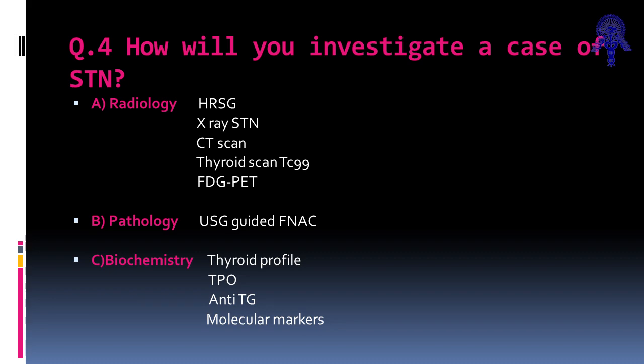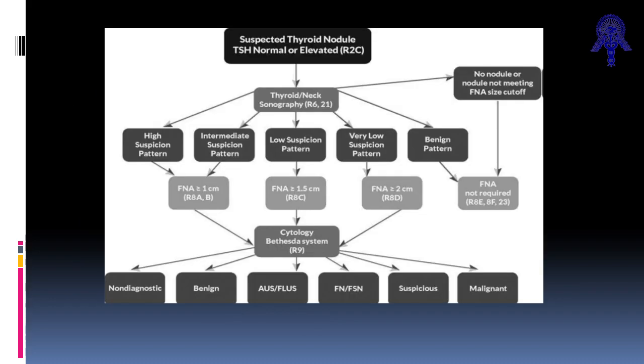Number two, pathological evaluation: USG guided FNAC. Third, biochemical evaluation: thyroid profile, thyroid peroxidase antibody if indicated, anti-TG if indicated, molecular markers rarely indicated in our scenario. So primarily, high resolution sonography for radiological evaluation, USG guided FNAC for pathological evaluation, and basic thyroid profile for biochemical evaluation. This is the chart mentioned in our standard textbooks. I am not going into the details because the overview has been given by Dipankar Mukherjee sir.